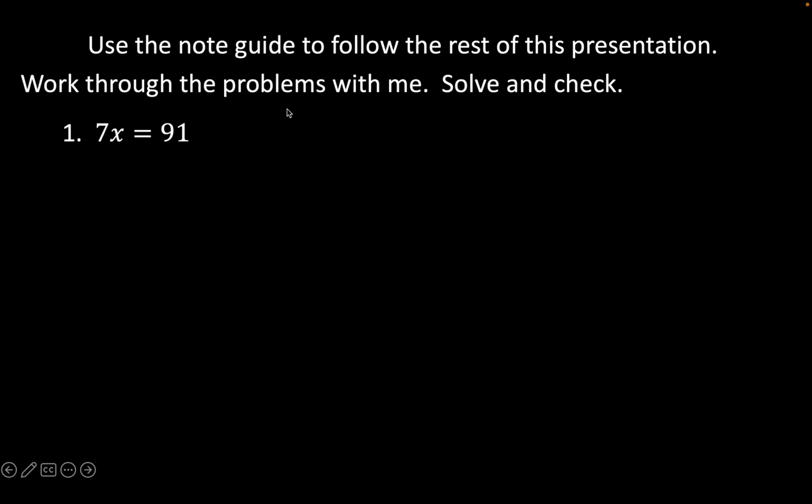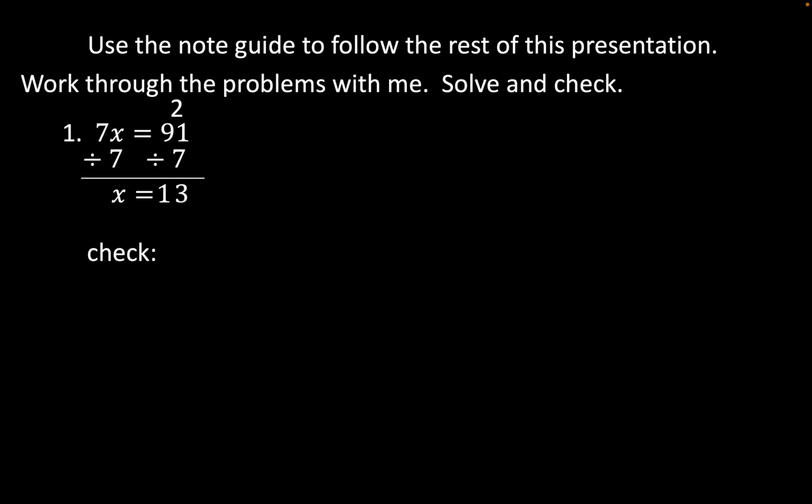Looking at the first one, 7x equals 91. You're solving and checking. First off, 7x means divide by 7. I'm going to walk through this faster because we did this yesterday. X comes down. 7 goes into 9 one time with 2 left over. 7 goes into 21 3 times. That's the first part that we worked on yesterday.